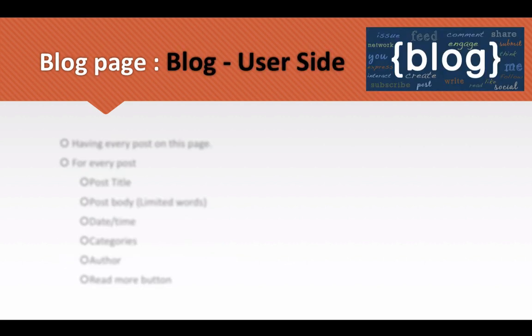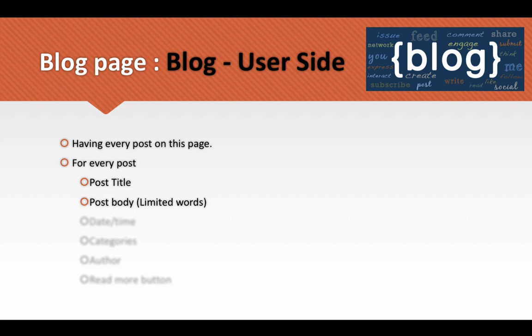Okay, so now comes the front end side, the blog post, the user side. Here we will show every post on a single page. Obviously these things are obvious. Now for every post, we have a post title and a post body. So on a page, let's say we are showing 5 blogs, then we have the title of the blog and then we have the image also.